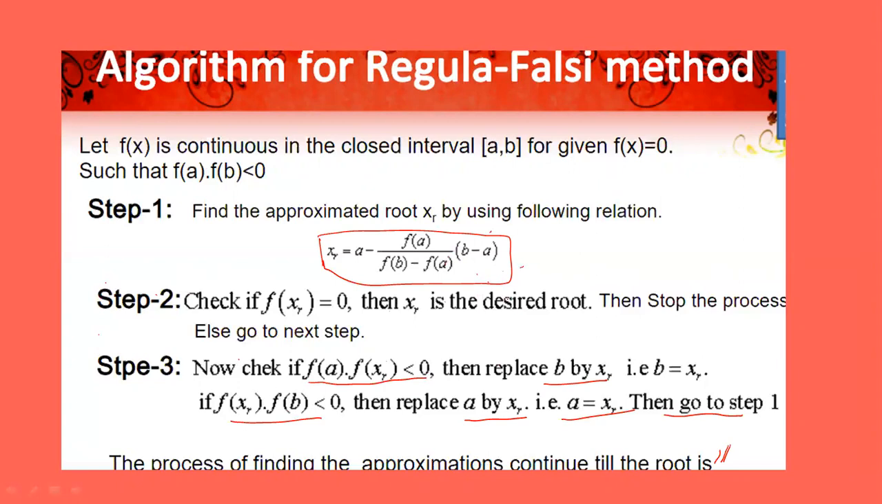So we'll explain with an example. Remember this formula. This is the iteration formula for the regula falsi method. For each and every step, you have to check this: f of a into f of xr is less than 0, or f of xr into f of b is less than 0. Correspondingly, you have to replace a or b with xr.